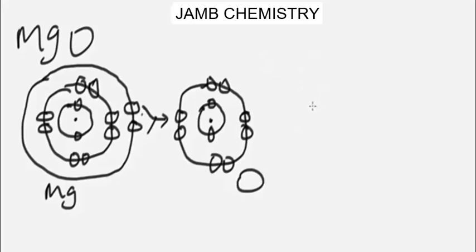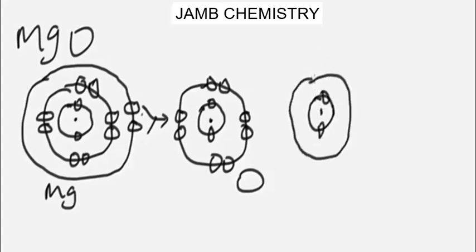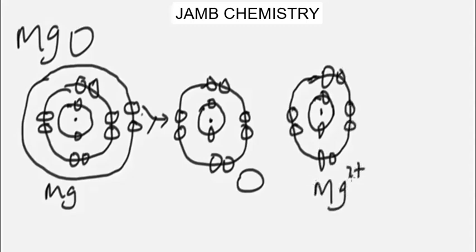So let's draw the structures now when the atoms have gotten charged. It will now be something like this. The magnesium ion will have this structure. This is the first shell. Instead of having 10 electrons plus 2, it now has 10 electrons because it has lost 2 electrons. So this is what we're going to have. This will now be the magnesium ion, 2 plus.